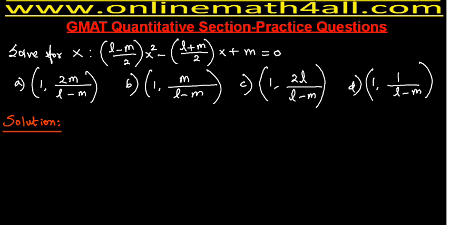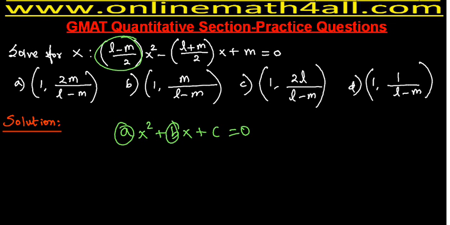When we try the quadratic formula, we have to get the value of a, which is the coefficient of x square, because we compare the given quadratic equation to the general form, ax square positive bx positive c equal to 0. Instead of a we have L negative m over 2, instead of b we have negative of L positive m over 2, and instead of c we have m. We have to plug these values for a, b, c into the quadratic formula. I think trying the quadratic formula will also be difficult.